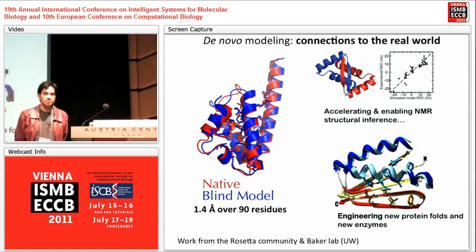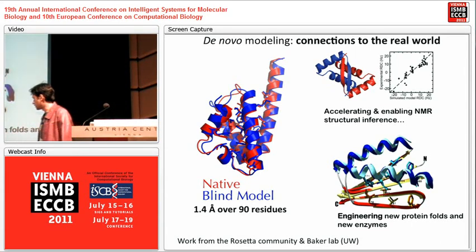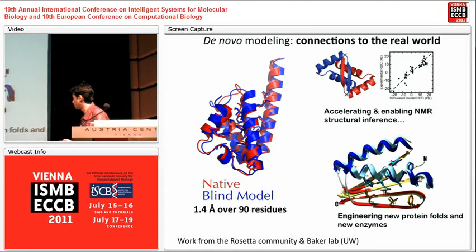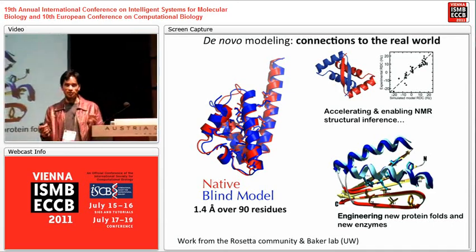be designed from scratch. Now, these accomplishments, which have taken place largely in the Rosetta community of molecular modelers, have been limited mainly to the protein world. But we should be able to do this for RNA.